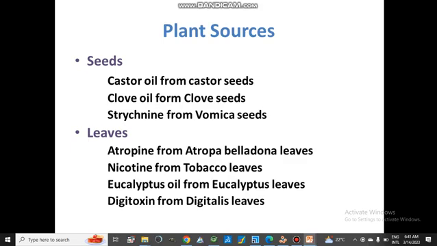Similarly, if we take examples of leaves, we obtain atropine from Atropa belladonna leaves, nicotine from tobacco leaves, eucalyptus oil from eucalyptus leaves, and digitoxin from digitalis leaves. There are so many other drugs which are obtained from different parts of plants like seeds and leaves, and we can give a lot of examples, but here only some examples are taken for our understanding.